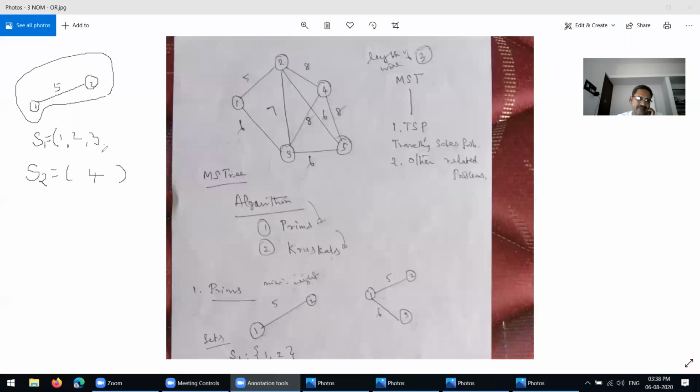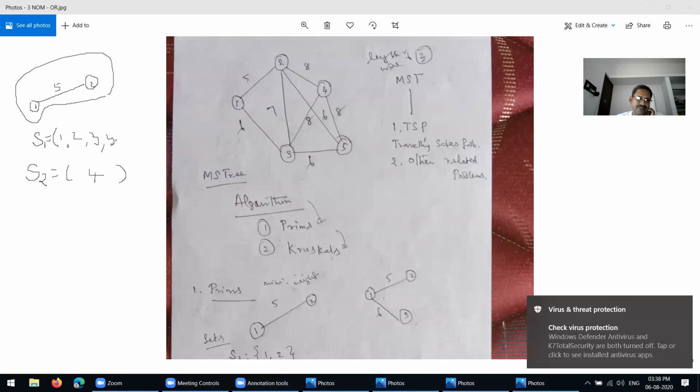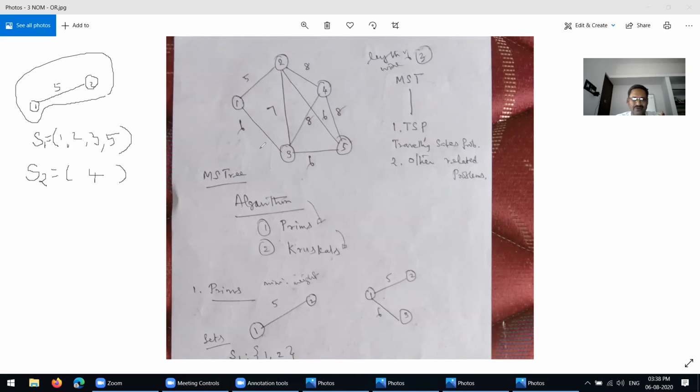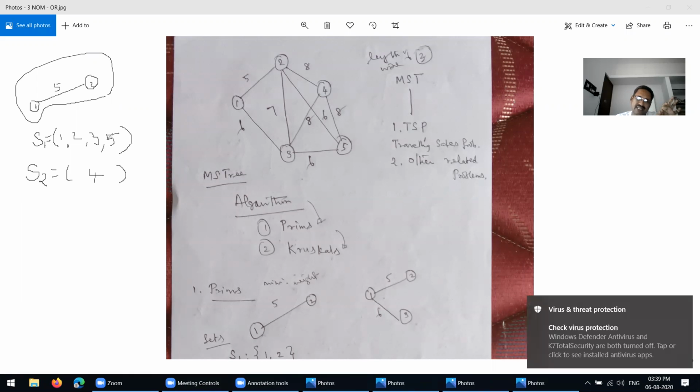This one also adding 5. 5 is the minimum value. Okay, you understand now? 2 to 5, 2 to 5 is the minimum value. So you have to take it, the minimum value is in the set 1.